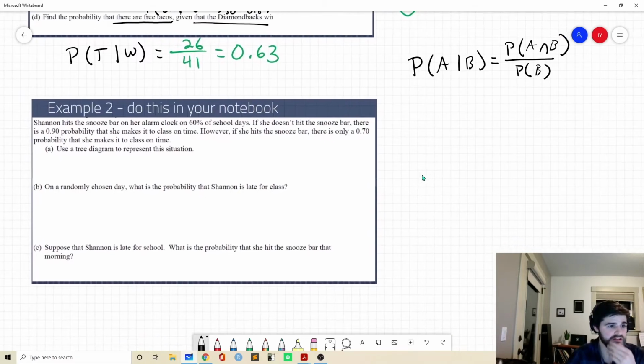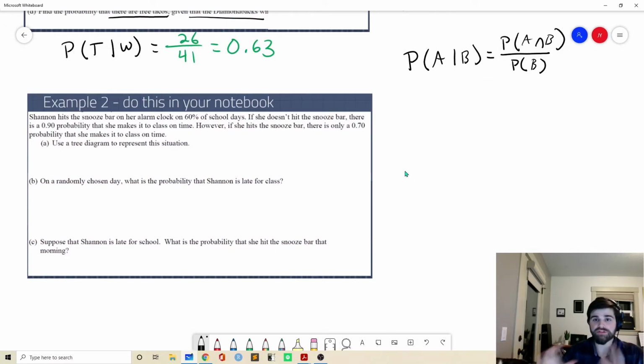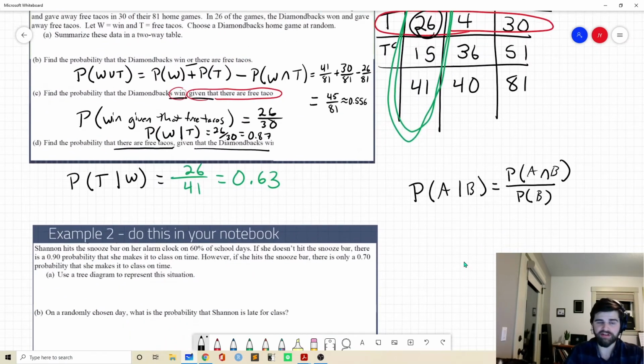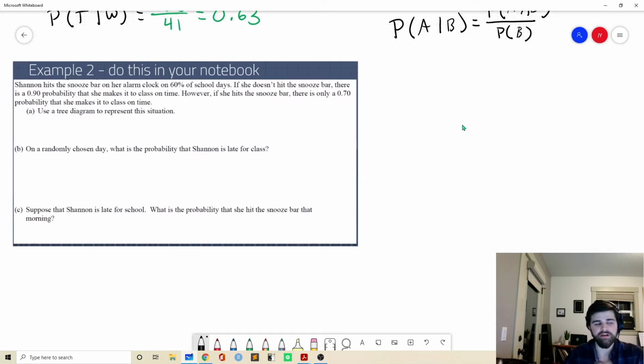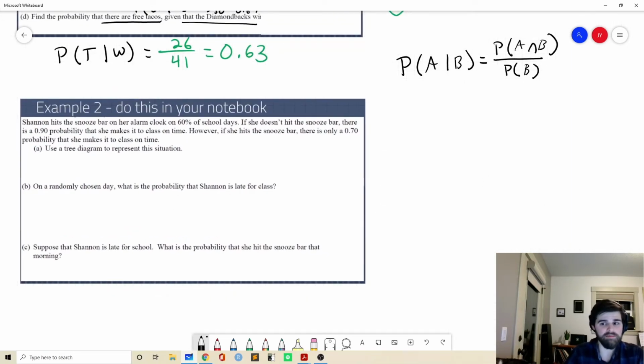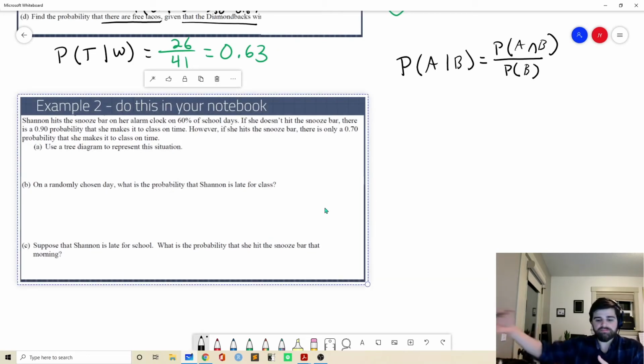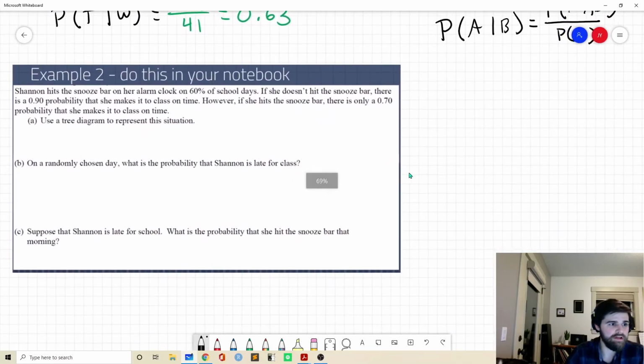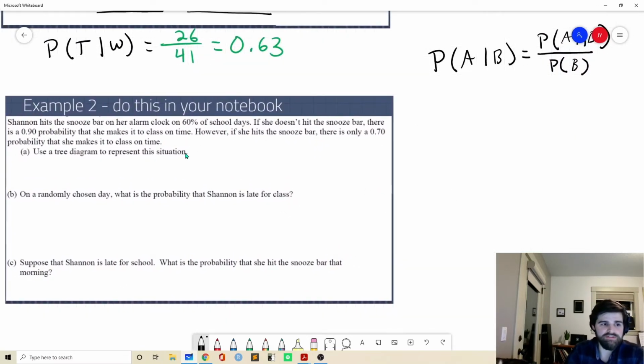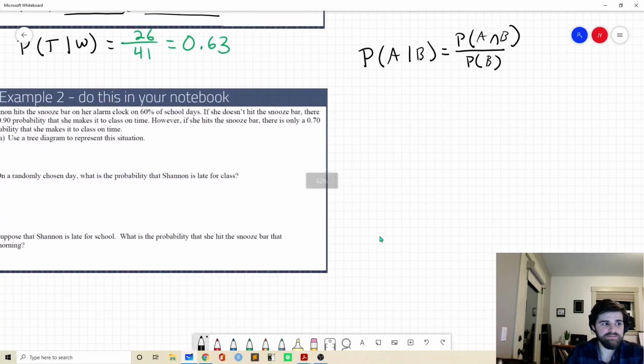All right, so let's take a look at this next one. This time we're going to use a different way to visualize our data. Before we did a two-way table, we could have done a Venn diagram. Here we're going to use a tree diagram, which is really useful for conditional probability, where we have events happening sequentially. It says Shannon hits the snooze bar on her alarm clock 60% of school days. If she doesn't hit the snooze bar, there's a 90% chance, 0.9 probability, that she makes it to class on time. However, if she hits the snooze bar, there's only a 0.7 probability that she makes it to class on time.